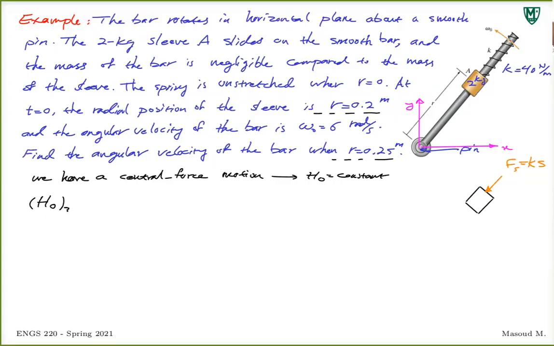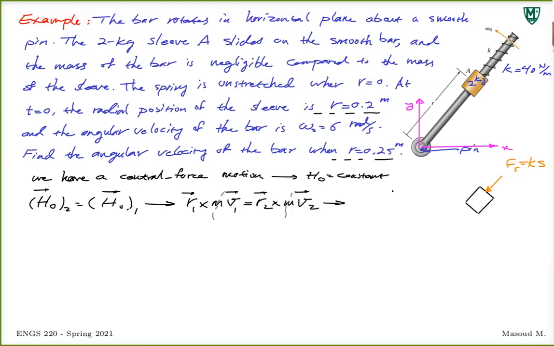HO at position 1 is equal to HO at position 2. Well, let's just write it in general. R1 cross M V1 is equal to R2 cross M V2. Oh, M, we don't care, right? Since it's on both sides, we can just get rid of M. So basically, let's write it now in a more formal way. These are vectors. I should remember to always put the vector sign there.